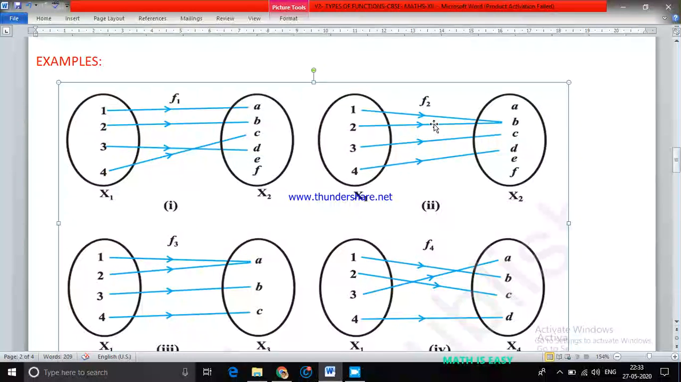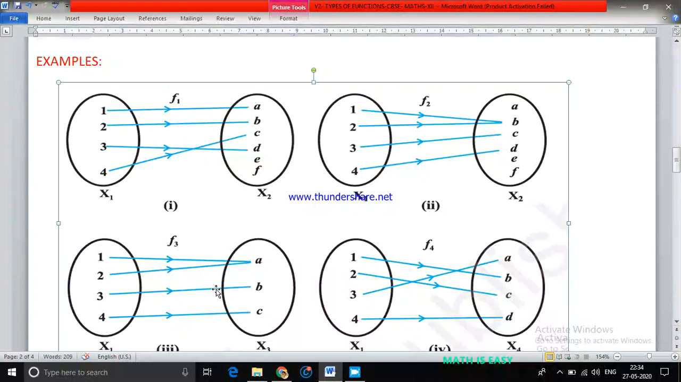Now what do you say about F2? F2 is not a one-one function because two distinct elements, element 1 and element 2, have the same image B: (1, B), (2, B). Elements 1 and 2 are different, but the image is the same. Hence, it is not one-one. Is it onto? No, because the elements A, E, F are not mapped. So it is neither one-one nor onto.